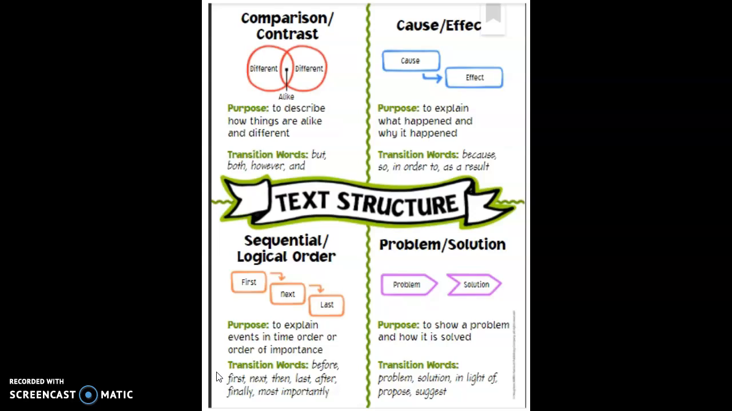Okay? They may use one particular text structure for the entire text, and sometimes authors may use more than one. So we have to be on the lookout for that. It may be in just a particular section, a particular paragraph, or even a single sentence. So today, again, our focus is, as we continue to read Hurricanes, we are going to try and see if we can identify the different text structures that the authors used in our reading for today.